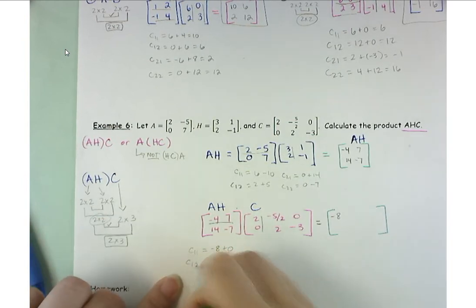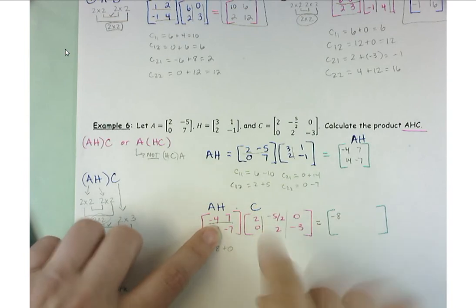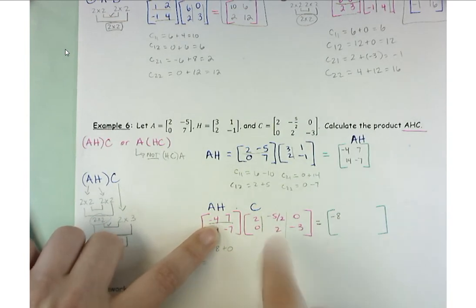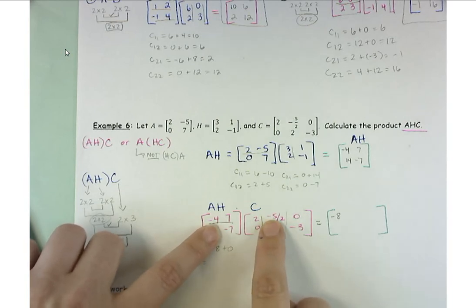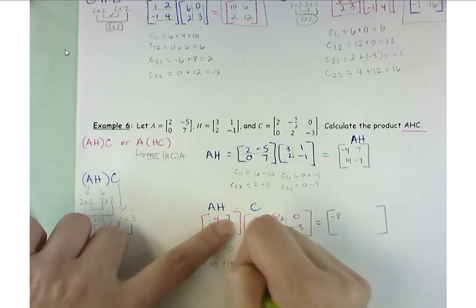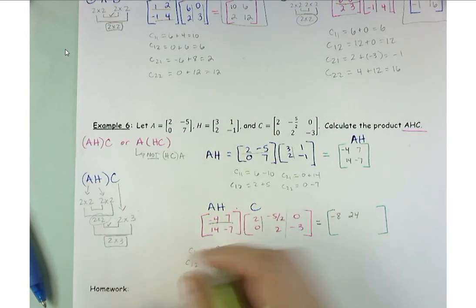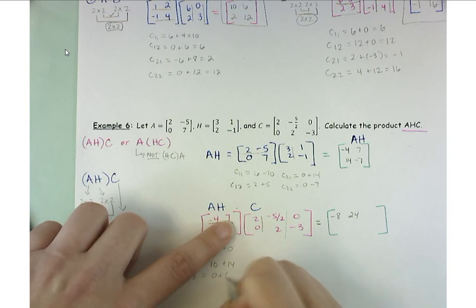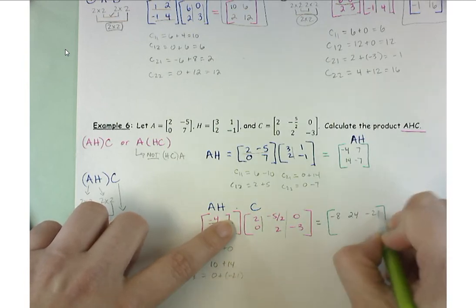First row, second column. Whenever you're multiplying a fraction, like negative 4 times negative 5 over 2, you multiply by the top, divide by the bottom. So negative 4 times negative 5 is 20. 20 divided by 2 is 10. And then plus 14 will give you 24. And then this one has a third column, so you're just going to continue in the same fashion. So that would be 0 plus negative 21, which will give you negative 21.